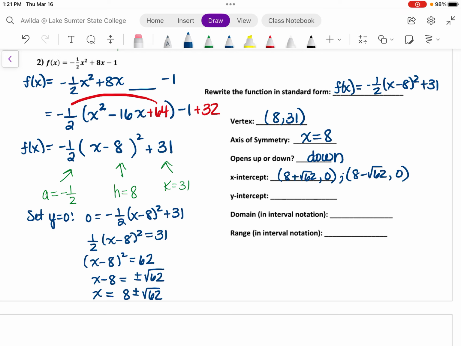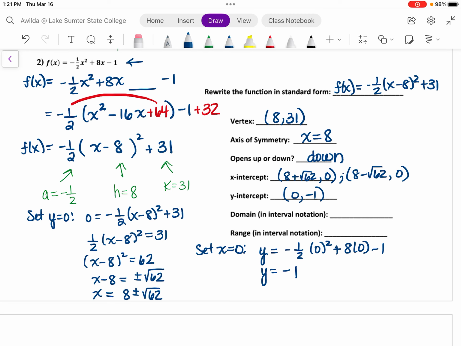For the y-intercept, I'm going to set x equal to 0 and solve for y. So I have y equals, and again, I'm going to go back and use the original form just because it should be easier, but you get the same answer either way. Y is equal to negative 1/2 times 0 squared plus 8 times 0 minus 1. So we get that y is equal to negative 1. That means that we have one y-intercept at (0, negative 1).